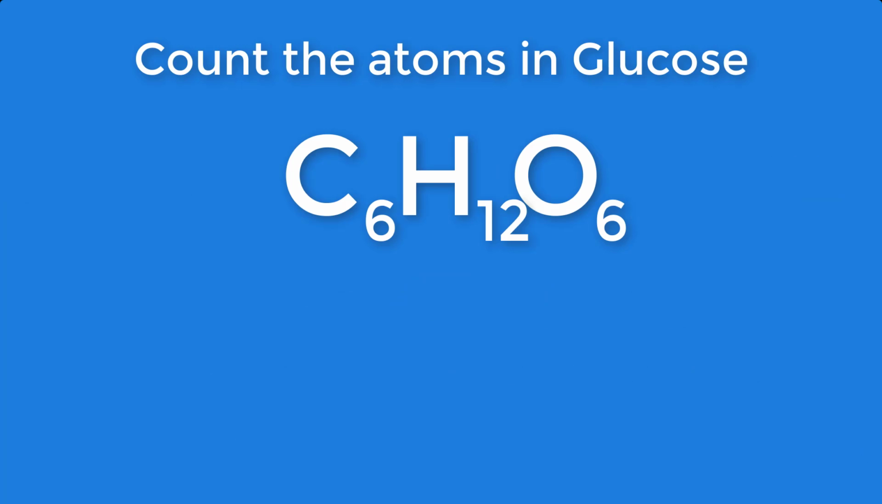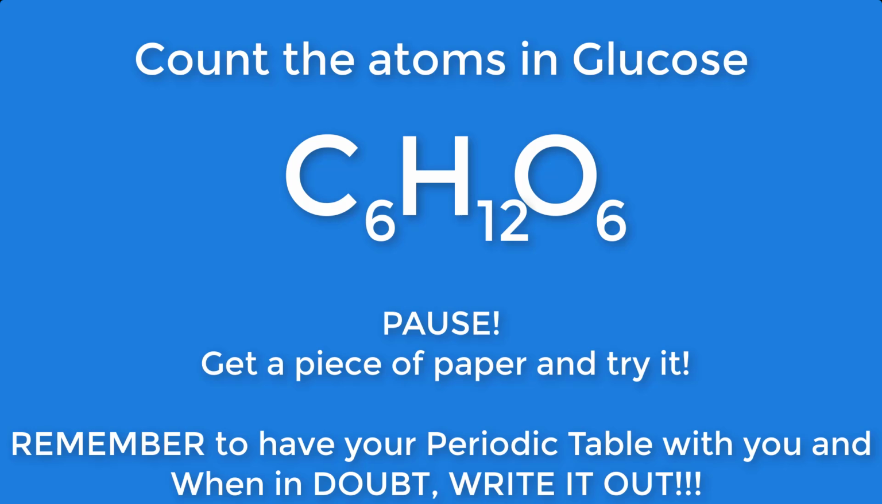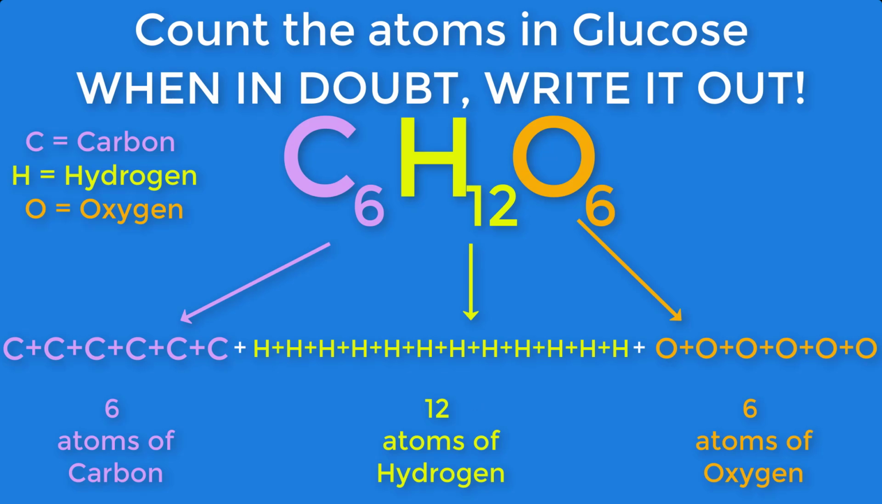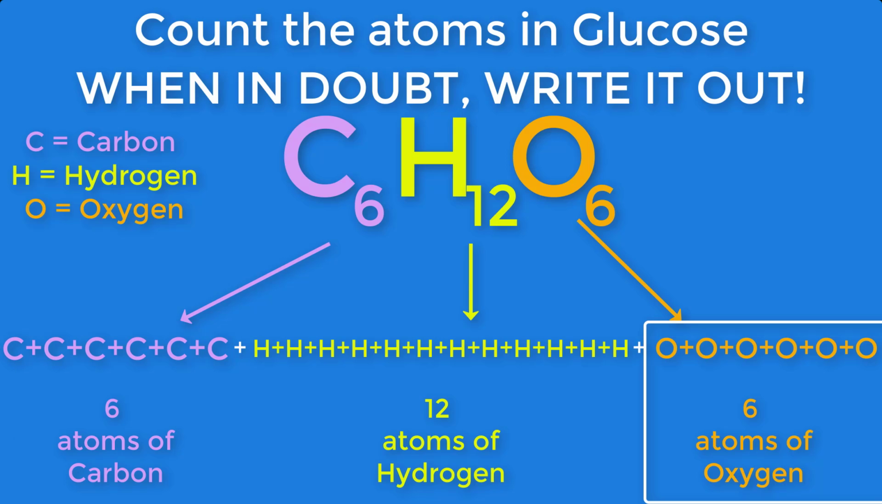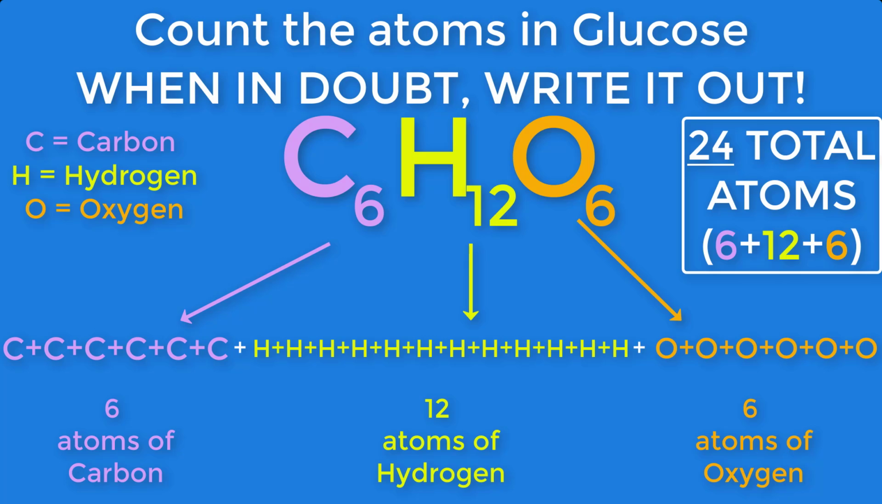You try this one. Count the atoms in glucose. C6H12O6. Find your elements first, and then use those subscripts to count how many of each element you have. Do your totals match mine? 6 carbons, 12 hydrogens, and 6 oxygens with a total of 24 atoms?